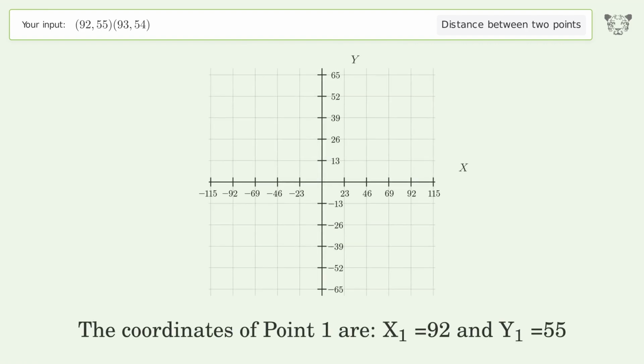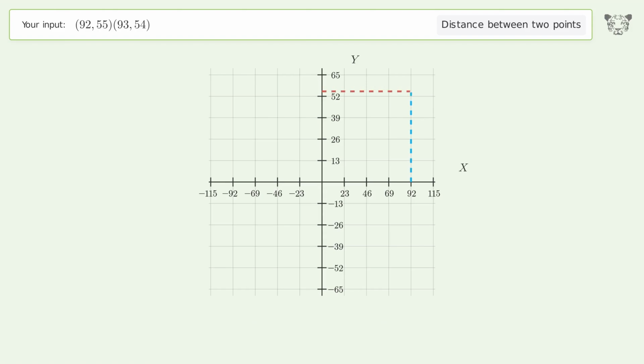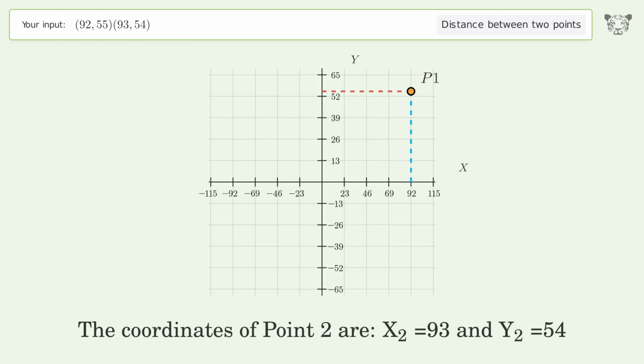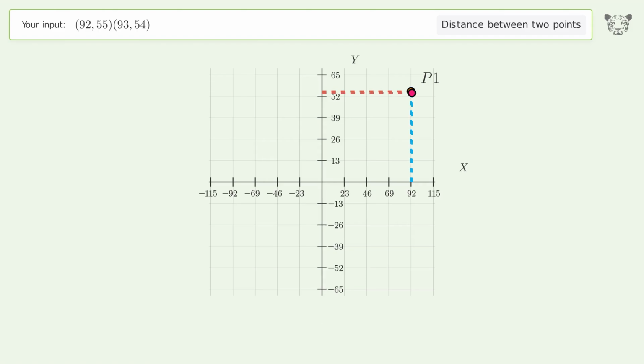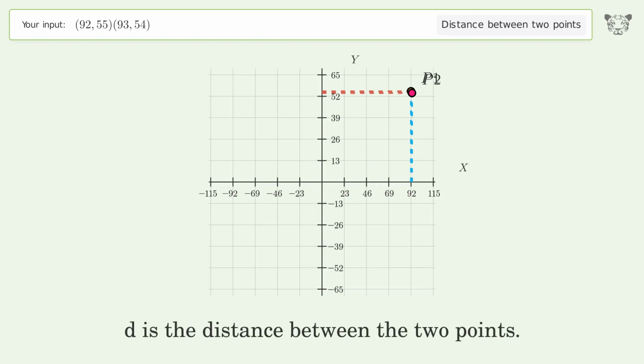The coordinates of point 1 are, x1 equals 92 and y1 equals 55. The coordinates of point 2 are, x2 equals 93 and y2 equals 54. D is the distance between the 2 points.